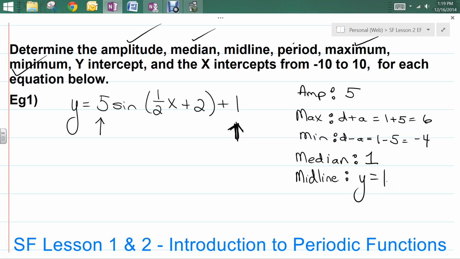Honestly, your textbook doesn't always get it right. Sometimes it forgets the y equals. But the y equals needs to be there. So I've got the midline.